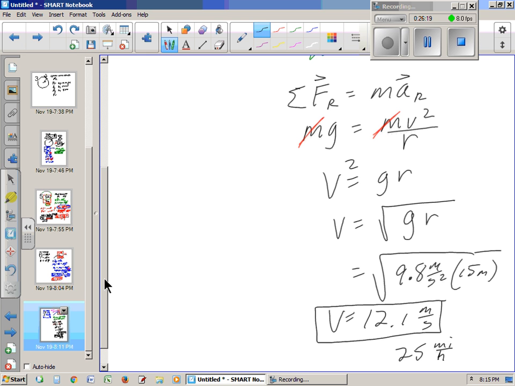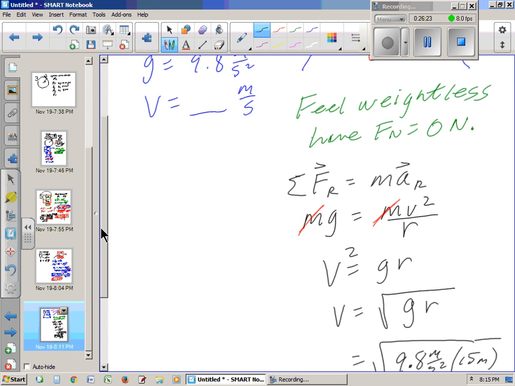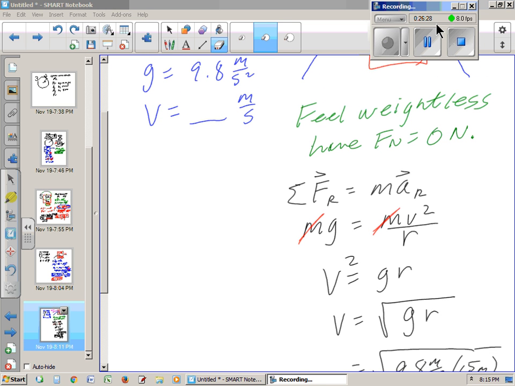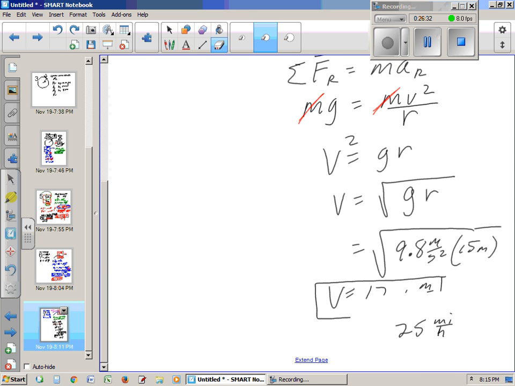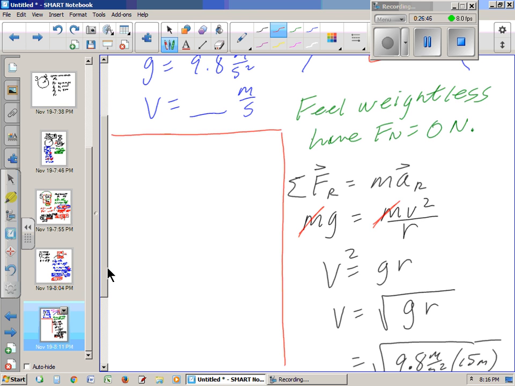You might be thinking, what would happen if he went faster than that? Good question. I think we can keep that on this page. Okay, you might wonder what would happen if he went faster than 12 meters per second over the hill. We can do that. Let's just keep it on this page and see what happens. So if we did that, this would be the hill, this would be the guy, this would be mg.